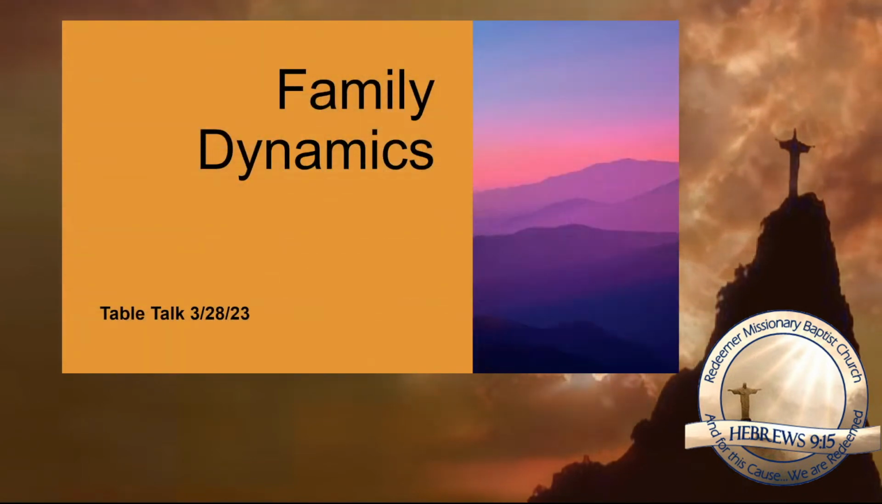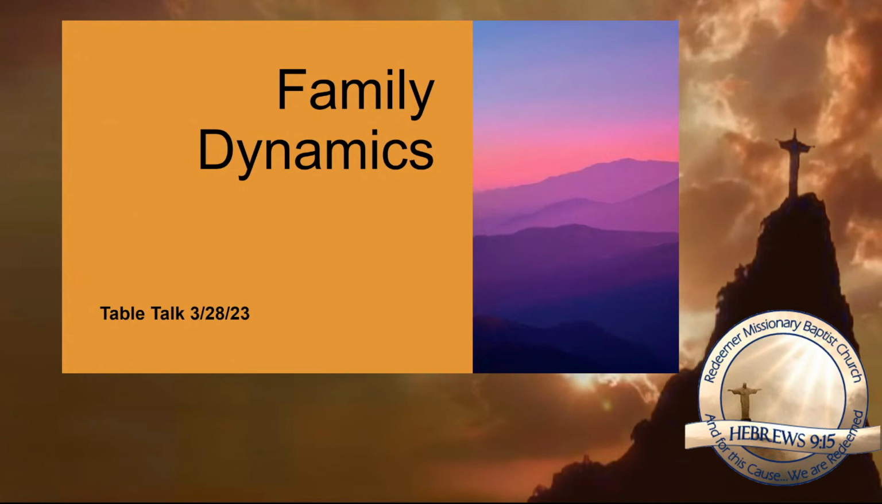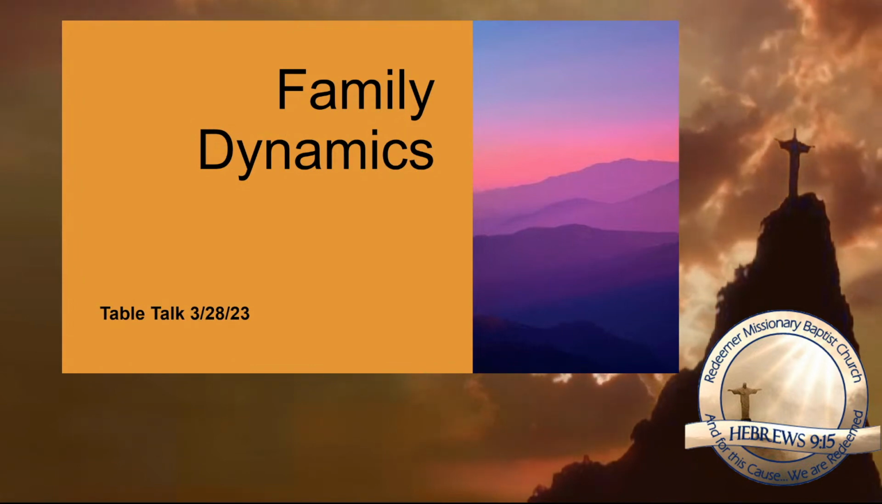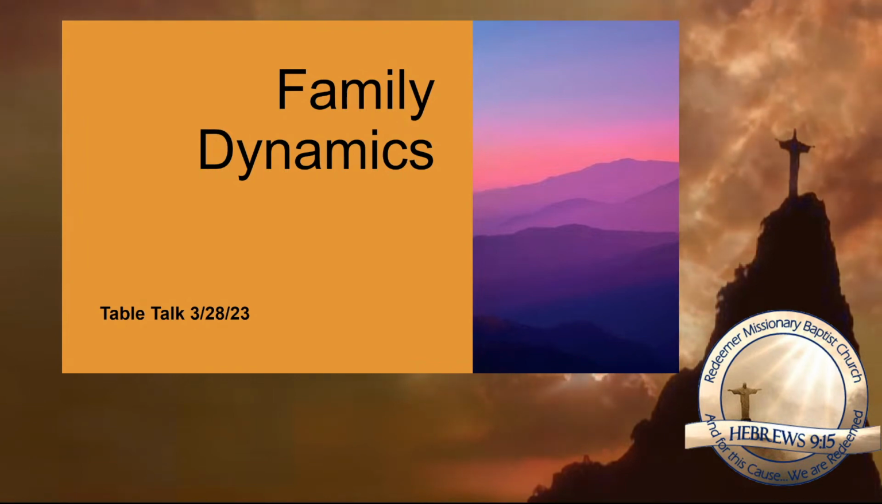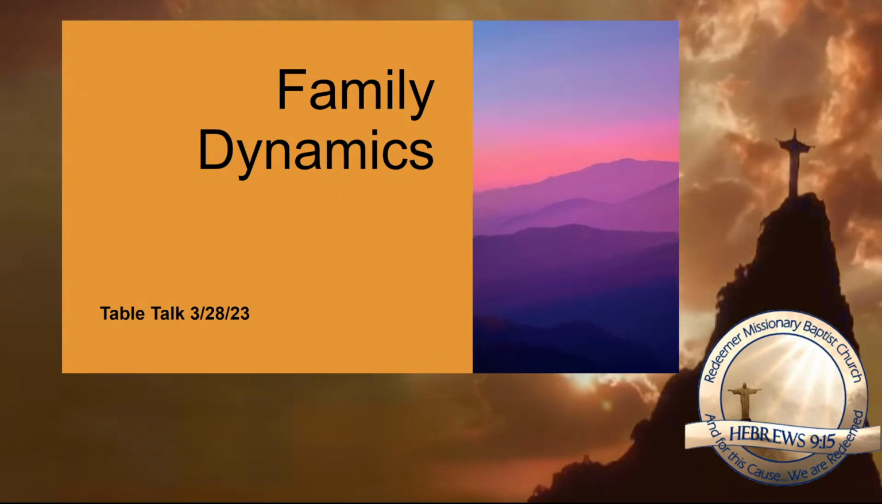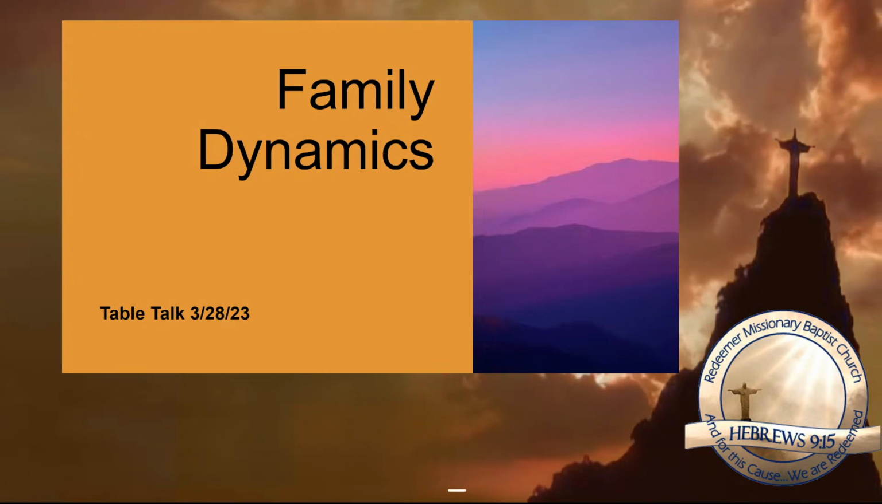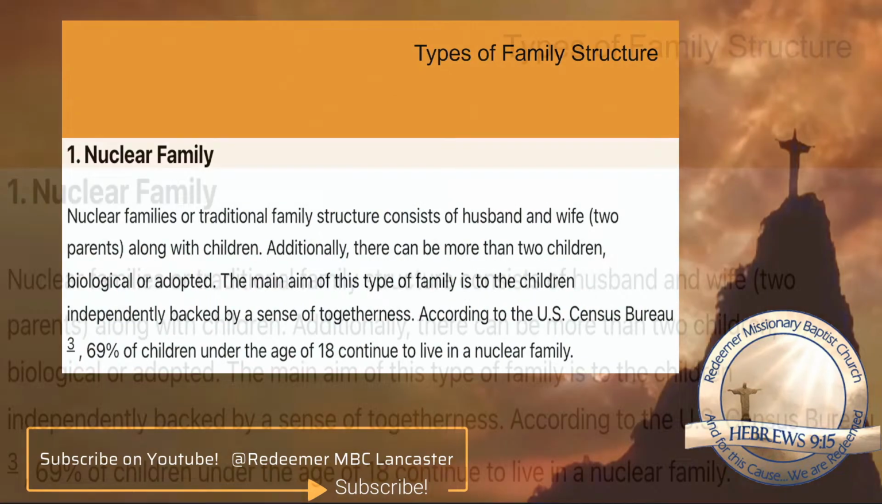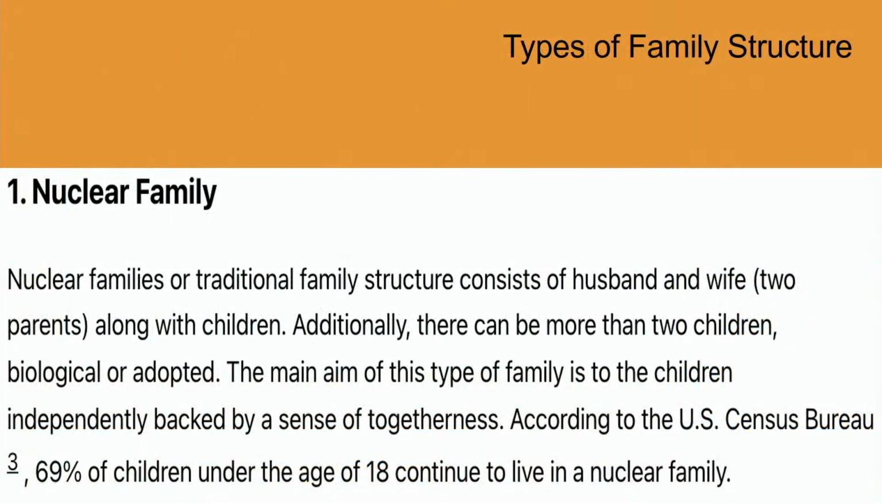We pick up on our table talk looking at family dynamics. We are in the section where we're going to define different structures of family. The first structure of family that we're looking at will be the nuclear family, and by way of definition, you'll see on our board, the nuclear family or traditional family structure consists of husband and wife, two parents in this home, along with children. Additionally, there can be more than two children biologically or adopted.